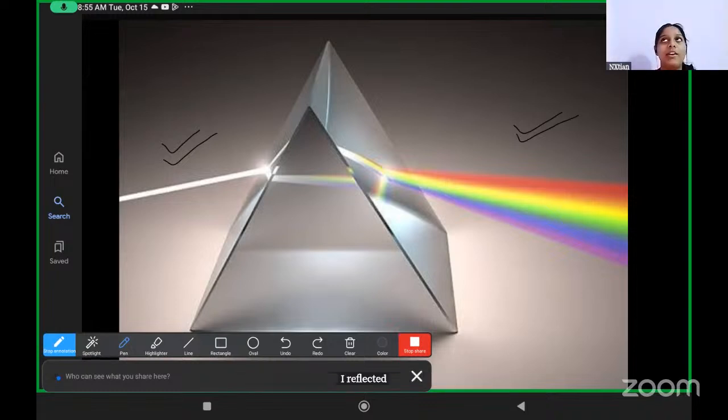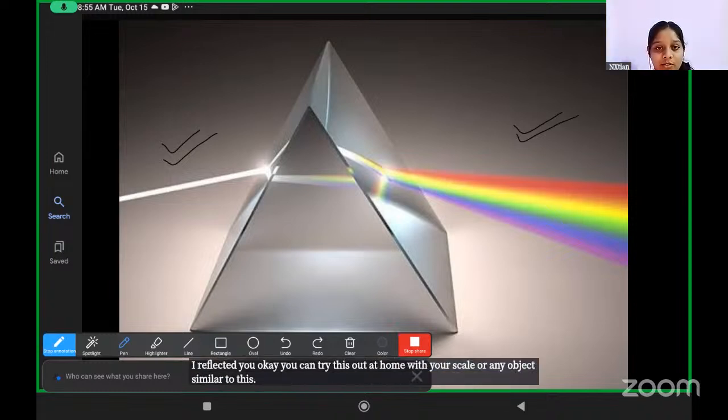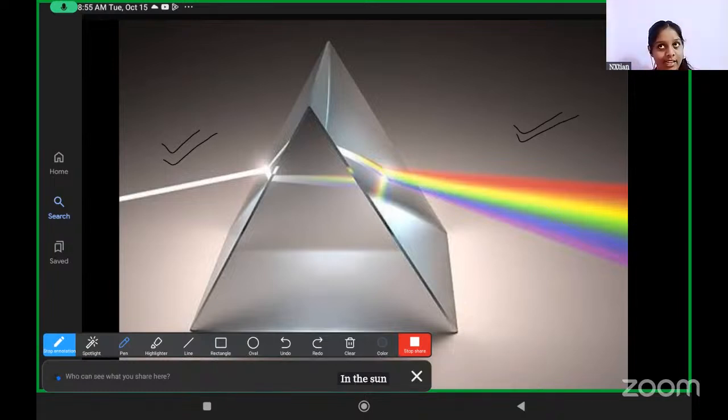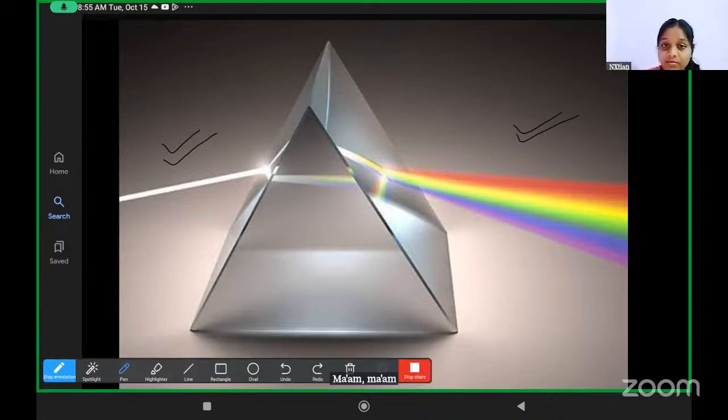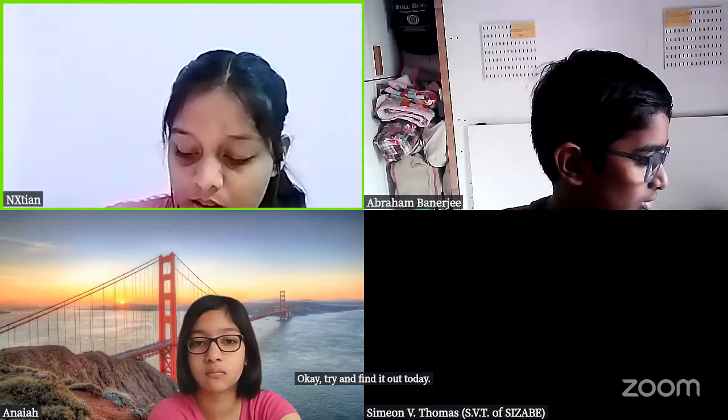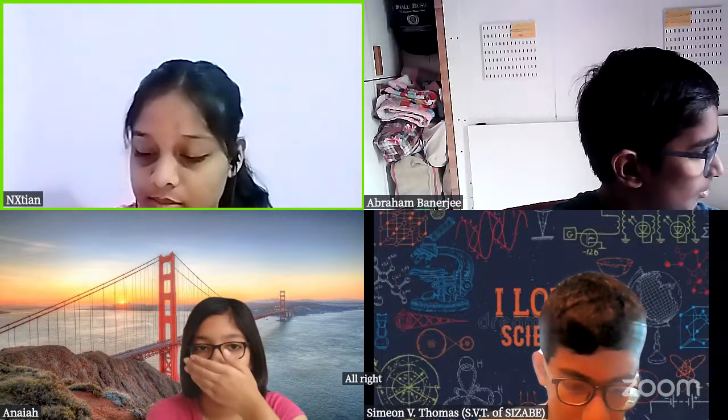You can try this out at home with your scale or any object similar to this in the sun. And on the opposite side, when the light passes through, you will see the 7 colors. Try it out once with a magnifying glass. Try and find it out today.